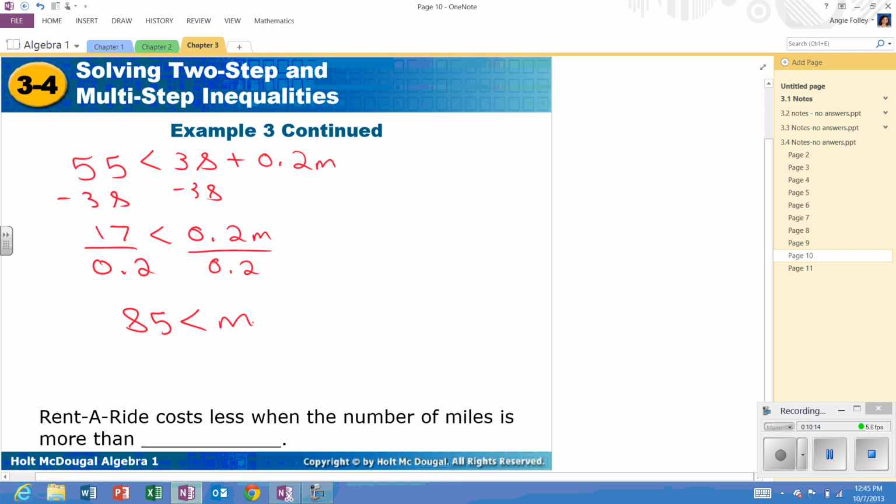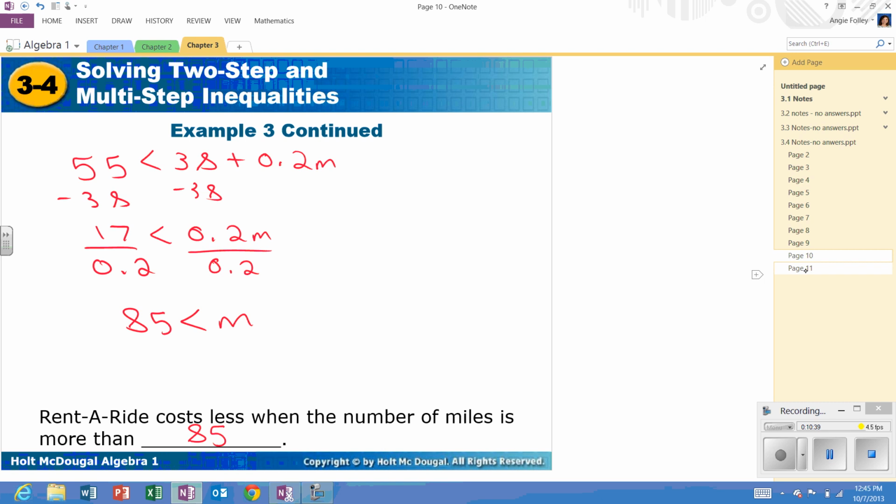So that means that the number of miles has to be greater than 85 in order for Rent-A-Ride to cost less. So Rent-A-Ride will cost less when the number of miles is more than 85. If you're going to drive less than 85 miles, then it wouldn't be worth it to go with the Rent-A-Ride company. It would be worth it to go with the other company.